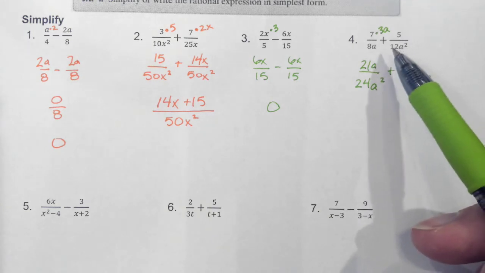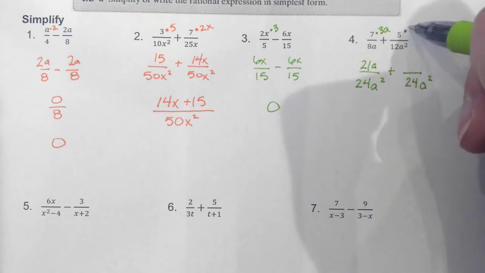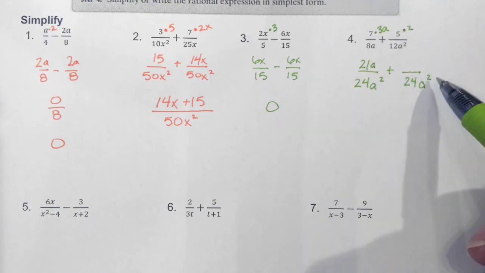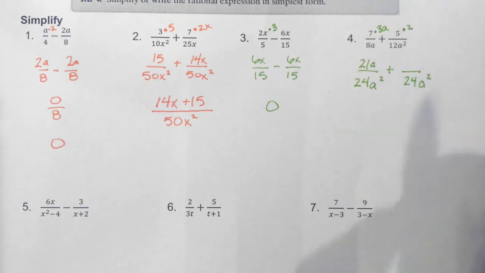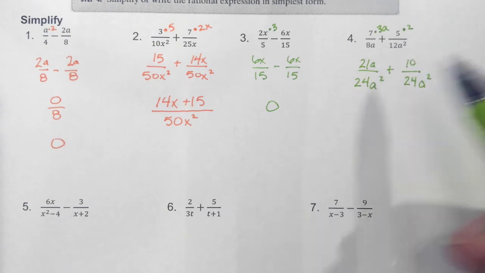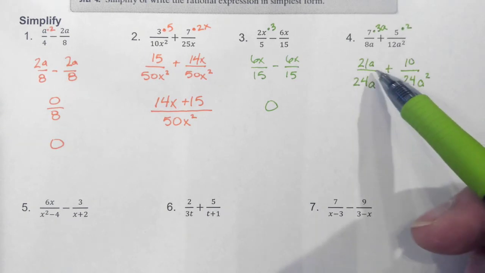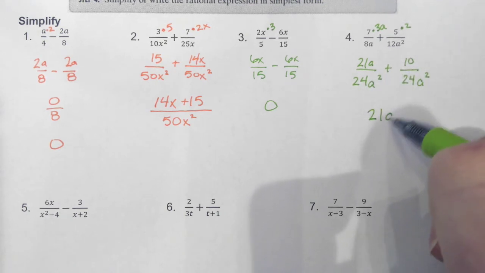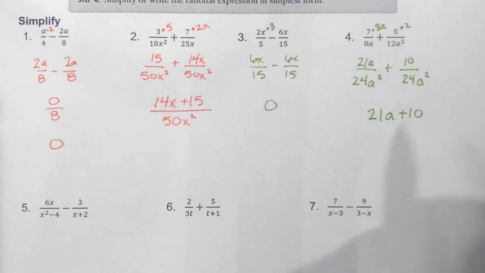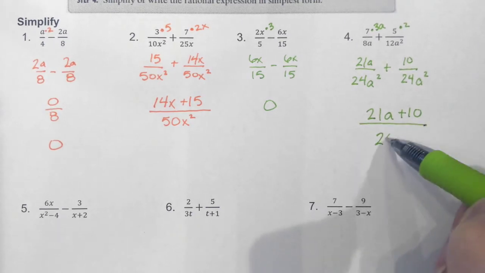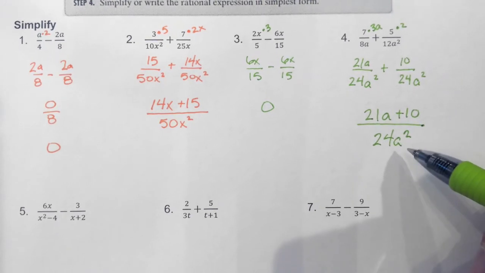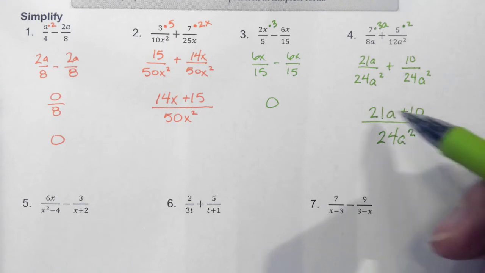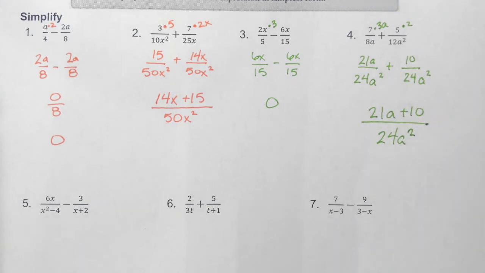And then next one, from 12a squared to 24a squared, from 12 to 24, we multiplied by 2. A squared and a squared, that one did not change, so I'm just multiplying by 2. 5 times 2 is 10. Put those numerators together, 21a plus 10 are not like terms, so they stay separate. They are already in the correct order over that common denominator of 24a squared. Again, there's no GCF, so that fraction is not going to reduce.